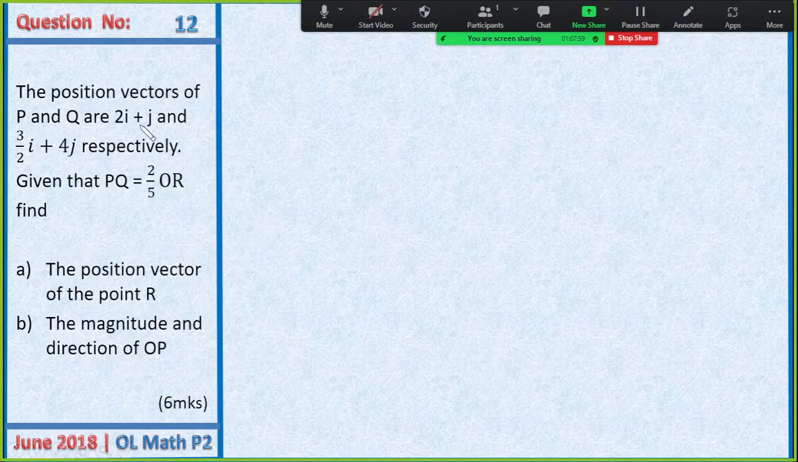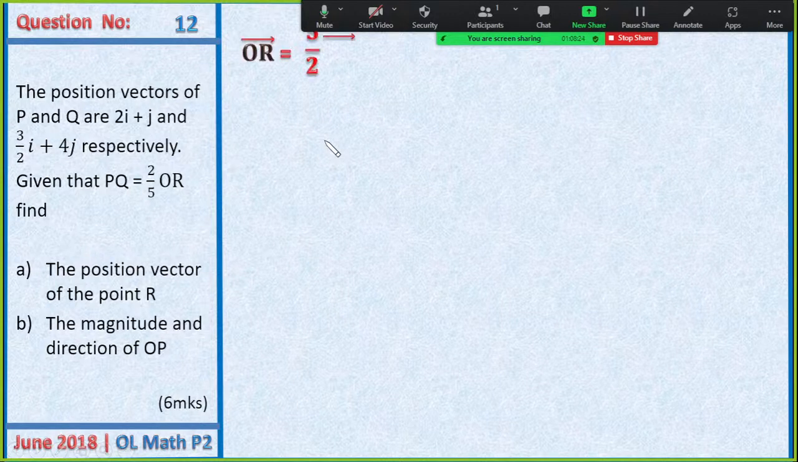The position vectors of P and Q are 2i + j and 3/2 i + 4j respectively. Given that PQ equals 2/5 QR, find the position vector of the point R. So PQ is equal to 2/5 of QR. We want to look for the position vector of the point R.